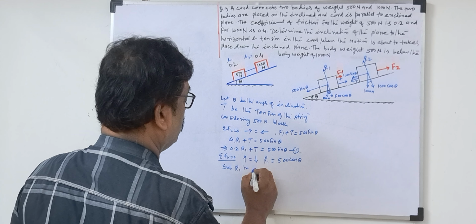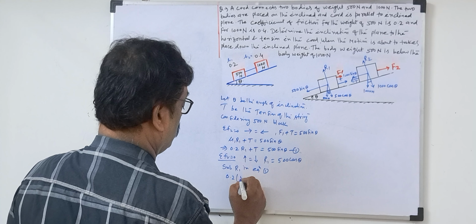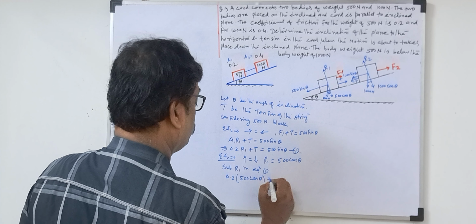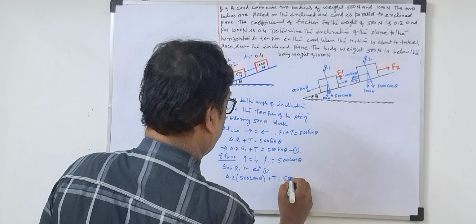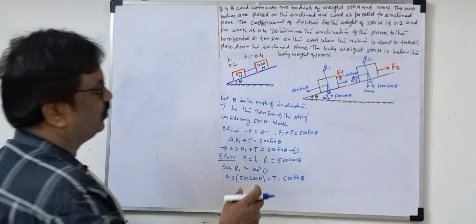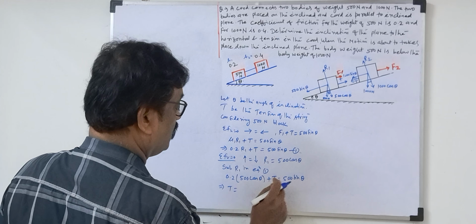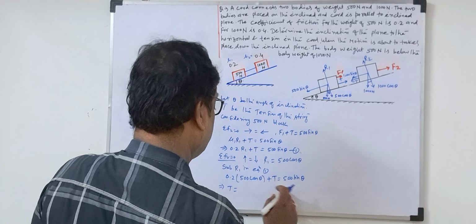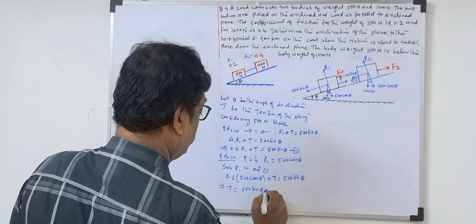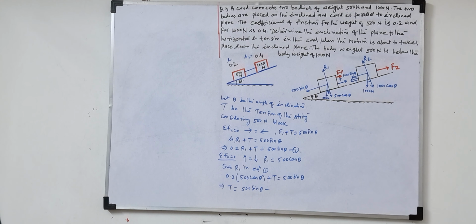Substitute R1 in equation 1. So what will we get? 0.2 times 500 cos theta plus T equal to 500 sine theta. Now because T is equal and opposite, we'll get T is equal to, on this side, 500 sine theta minus 500 into 0.2.